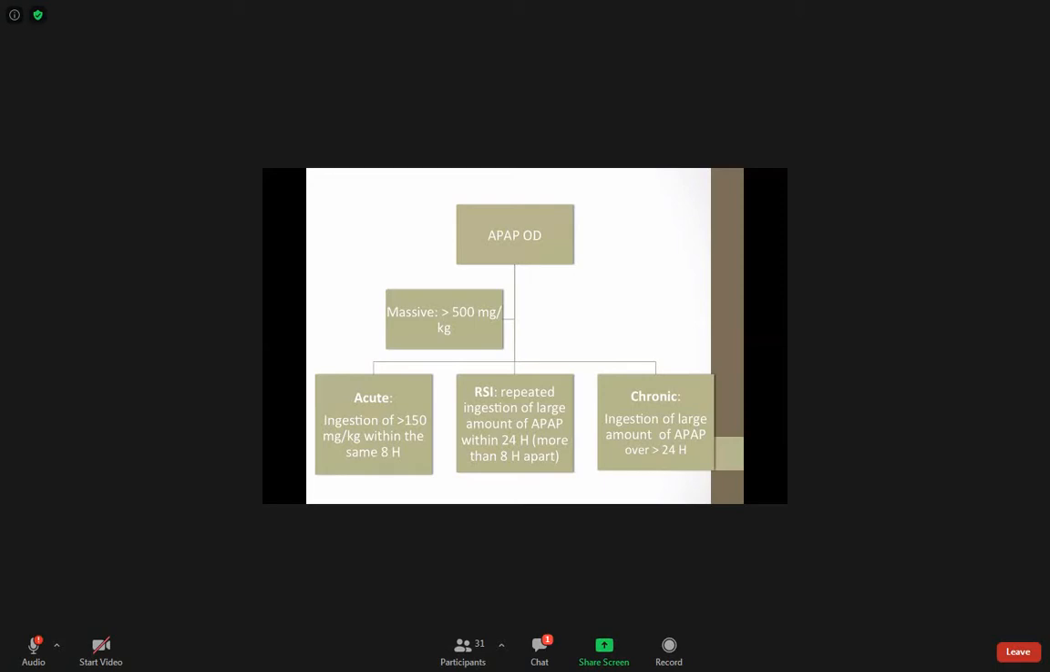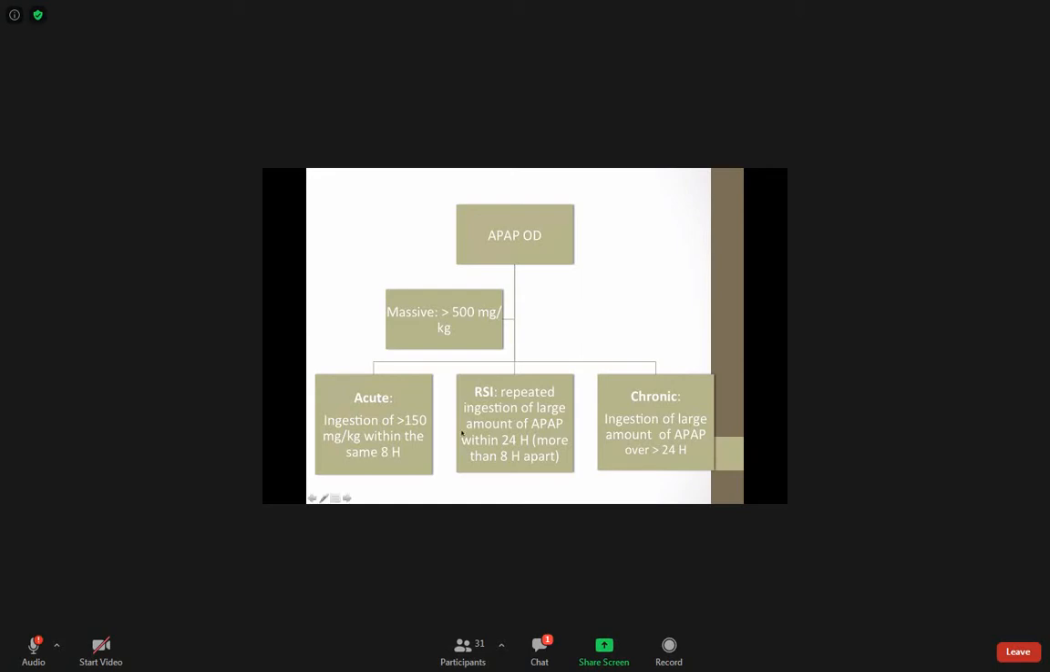Normally, the dose you give to the patient is 15 milligram per kilogram, not more than 4 doses a day, not more than 4 grams a day. If they take too much acetaminophen, they can take a huge dose, like 500 milligrams per kilogram. These patients will come very sick very early on. They will have decreased level of consciousness, and they will have metabolic acidosis and so on.